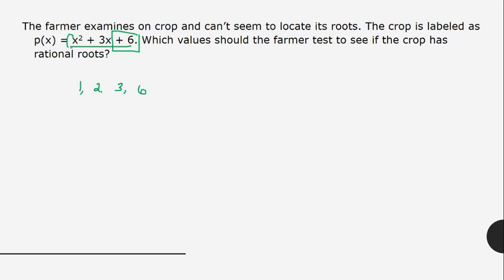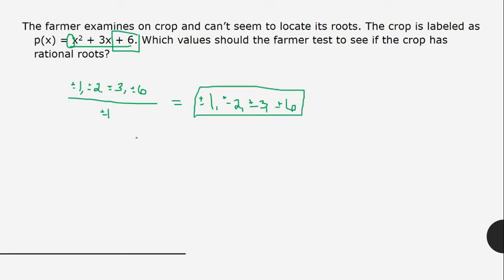And then over the factors of our leading coefficient, which is 1. And remember that we have the plus or minus of each of those. So, since we have just a 1 on the bottom, if we divide anything by 1, we end up with just itself. So that means that we're going to end up with possible roots being plus or minus 1, plus or minus 2, plus or minus 3, and plus or minus 6. Those would all be our possible roots that the farmer would need to test to see which ones work.